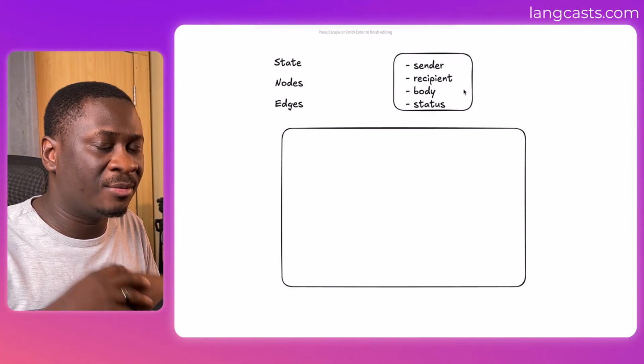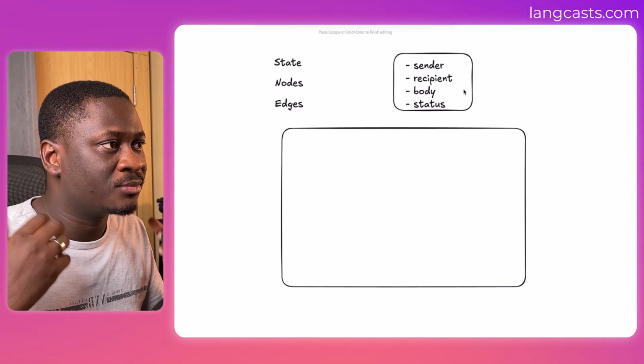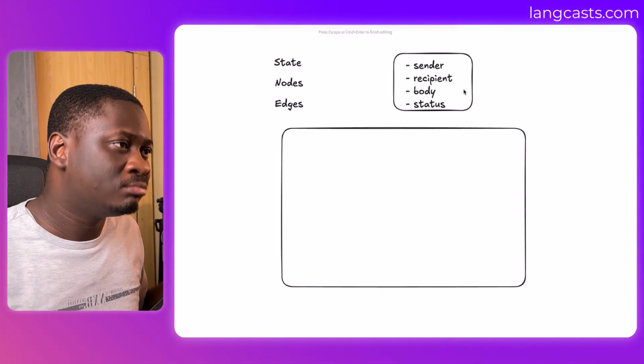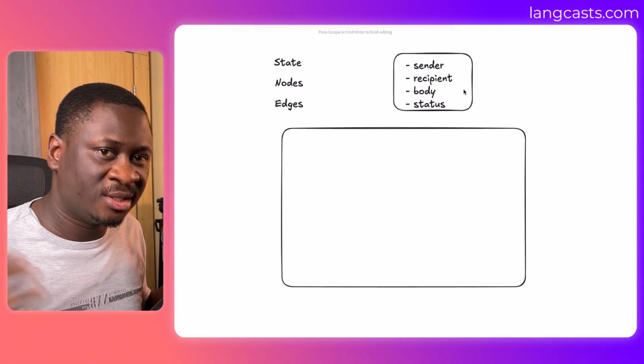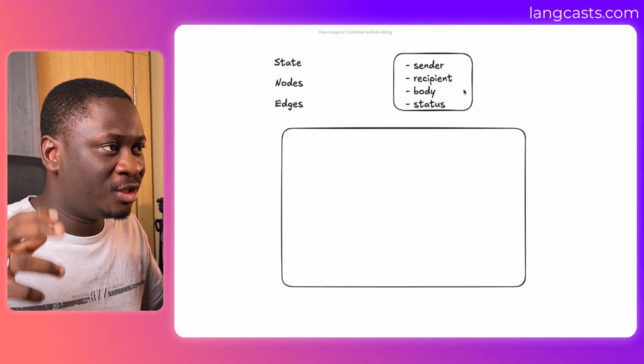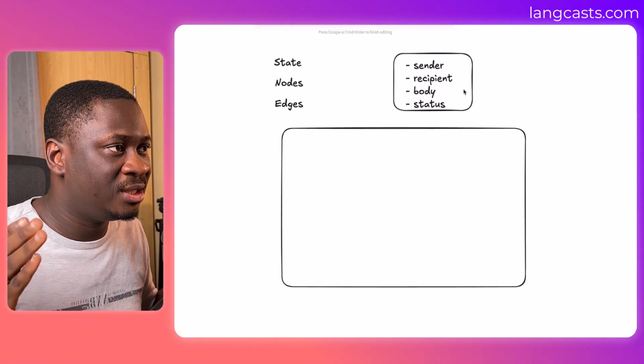And typically you represent your state using a dictionary, even though you can use any data type. It's easy to bundle different types of information inside a dictionary. So that's your state, the operational data that your agent needs to work with in order to perform its task.